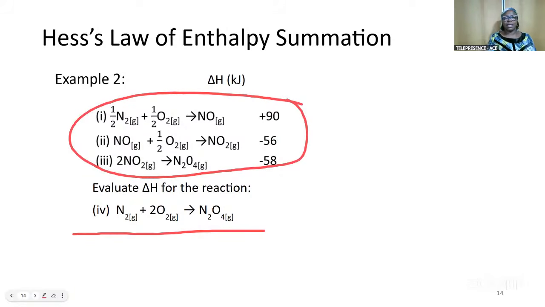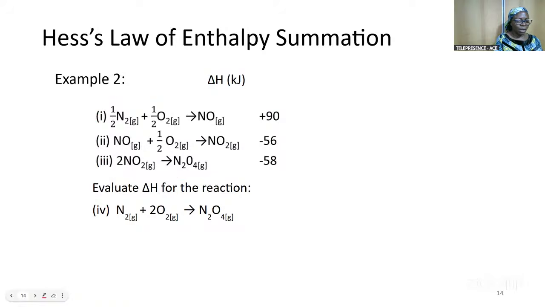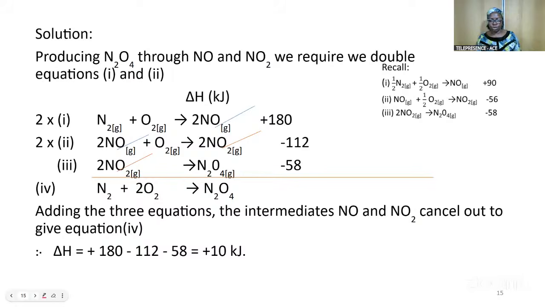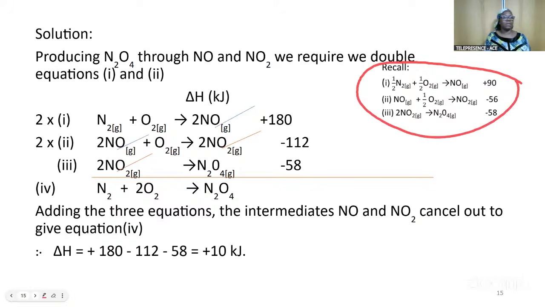And how do we do that? Before we go on, you can see the delta H values for each of the steps. Step 1 is plus 90, step 2 is minus 56, and step 3 is minus 58 kilojoule. So what does this mean for us as we continue this law? We can see the solution. So I brought all of this back so that we won't have to be going back and forth. So you will just follow me as I do this.